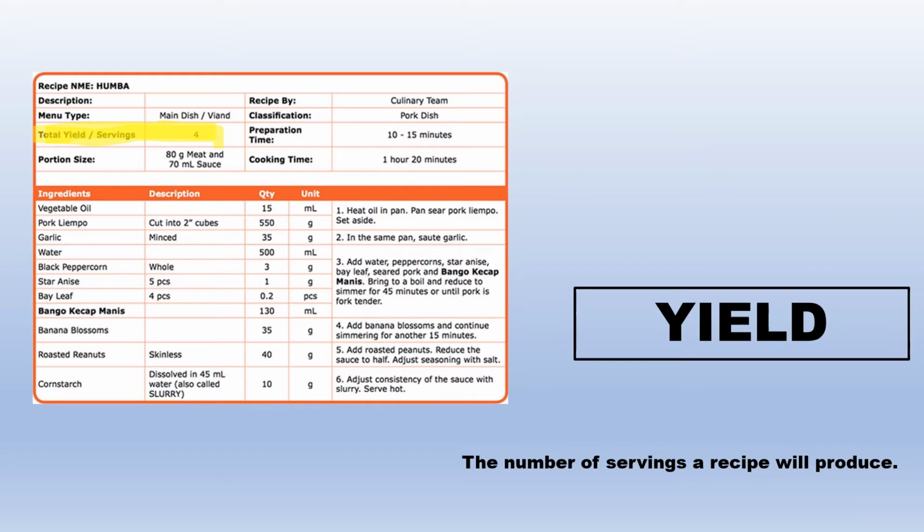The next two slides are going to be two terms that I use a lot, and I just want to make sure that you have an understanding of them. I was thinking about this yesterday when we were going over these recipes. A lot of times you'll see here where it's highlighted. Let me circle this again. Right here it says total yield or servings. Yield is the number of servings a recipe will produce.